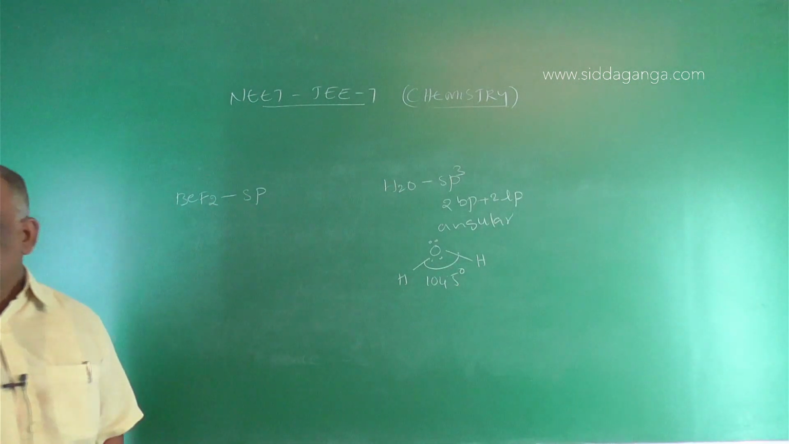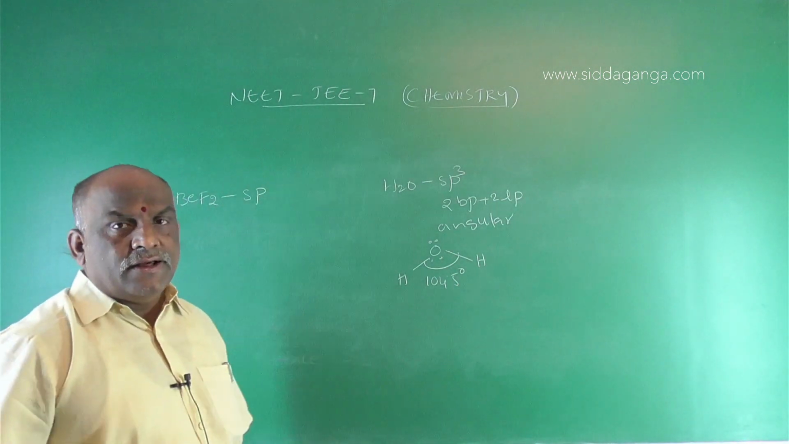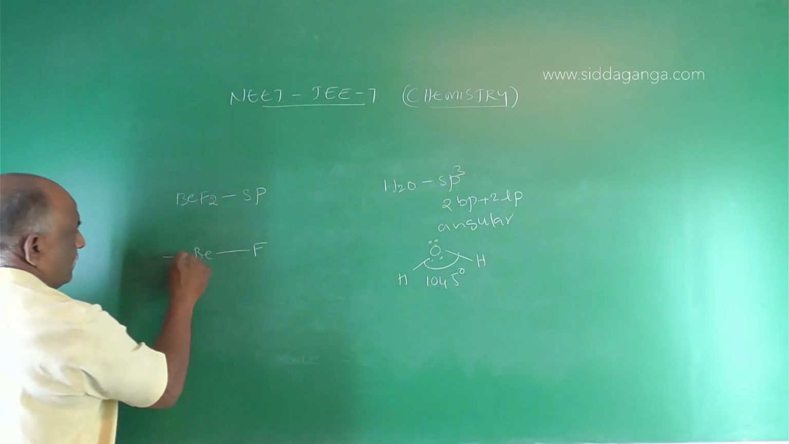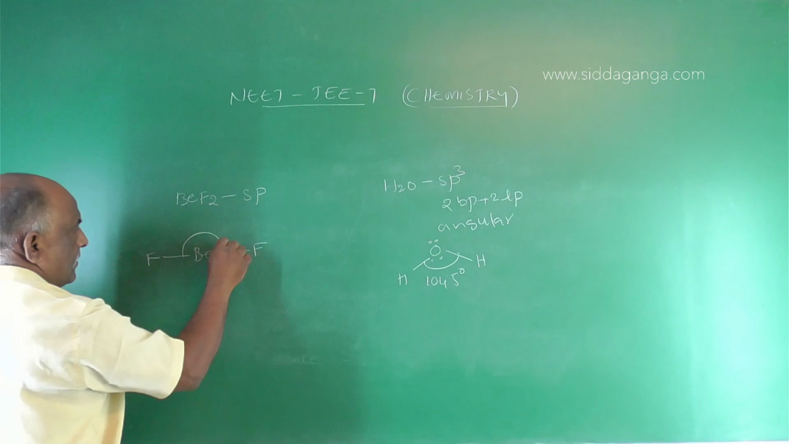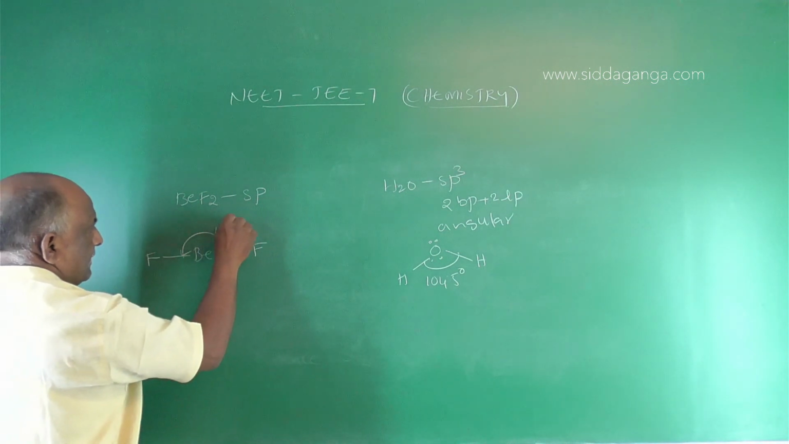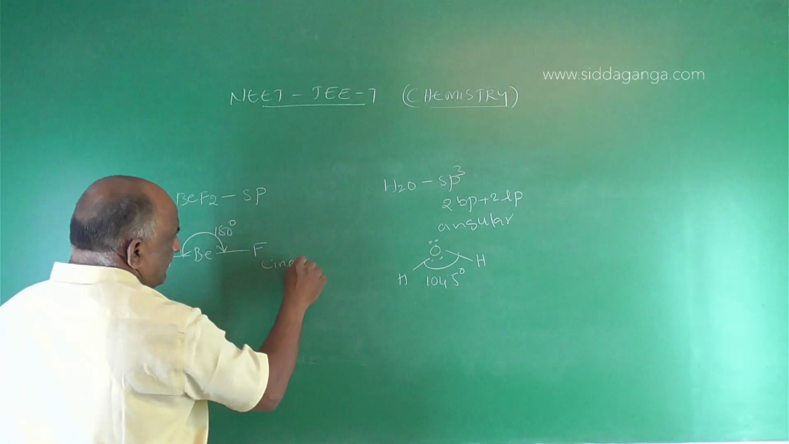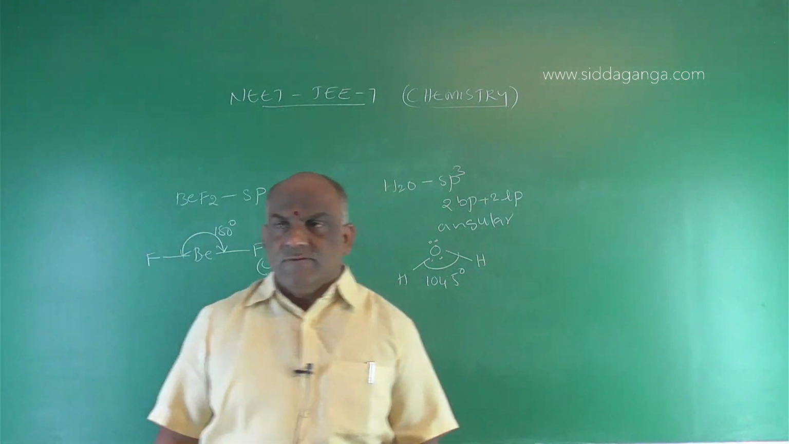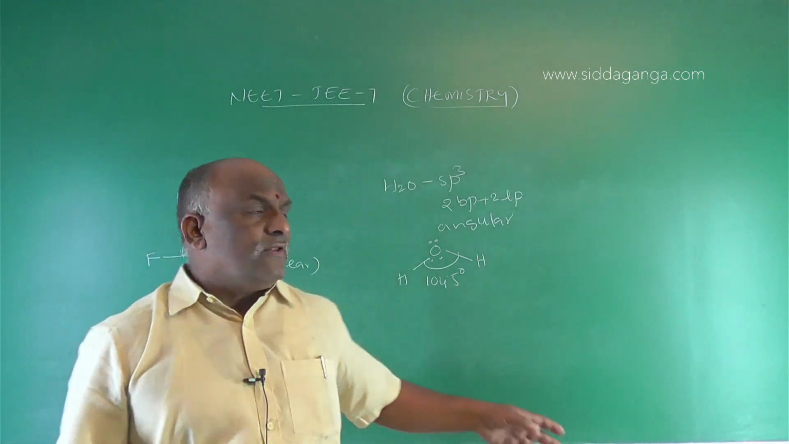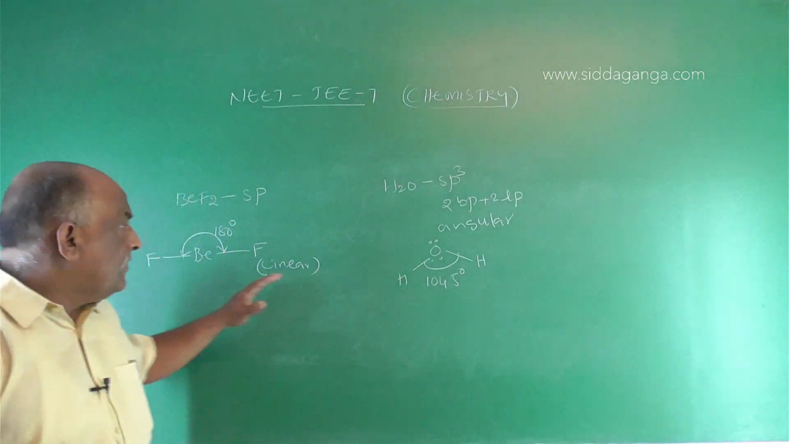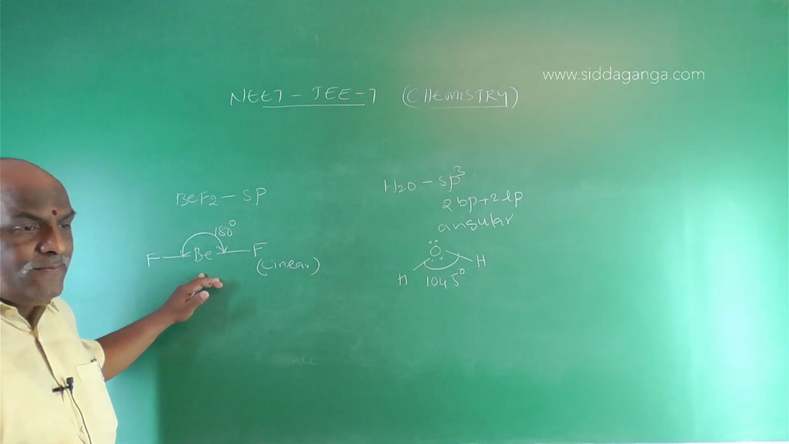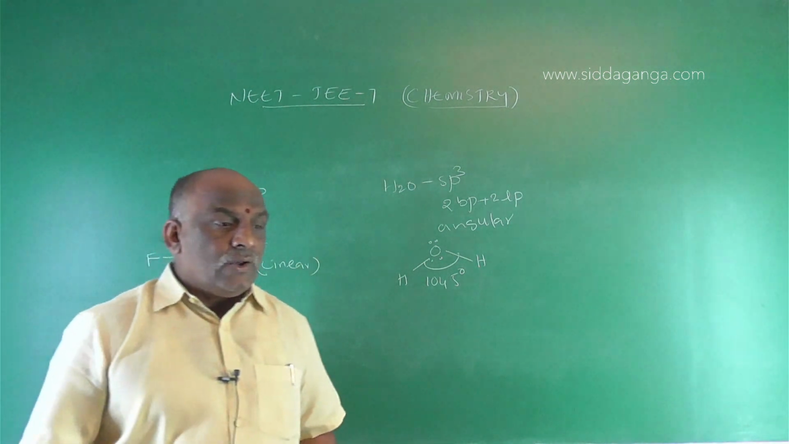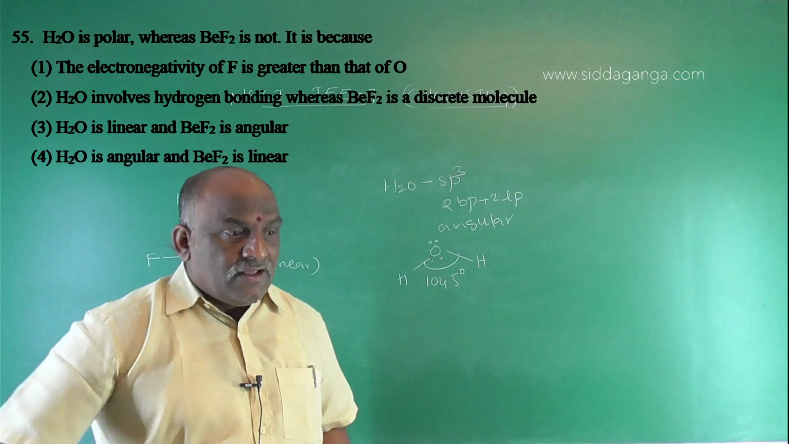On the other hand, we come to beryllium fluoride. Beryllium fluoride is a linear structure with 2 fluorines like this, and here the bond angle is 180 degrees, and the shape of the molecule is linear. The 2 fluorines are in opposite directions and the forces cancel, but the water molecule has some dipole, while beryllium difluoride doesn't have any dipole. That's why the answer is H2O is angular and BeF2 is linear.